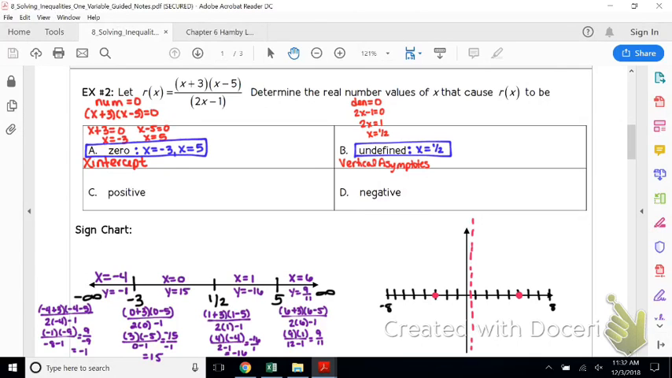All right, so look at this. Look at what it told me. Between negative infinity and negative 3, it is negative, it's all going to be negative. What about between negative 3 and 1/2? It is positive. In between 1/2 and 5? Negative. And between 5 and infinity. Positive. All right, so I'm looking at them.